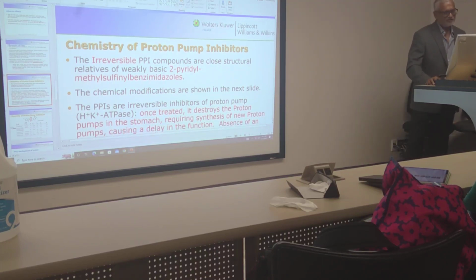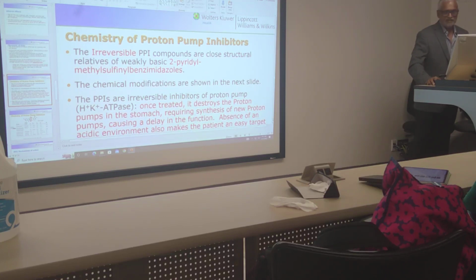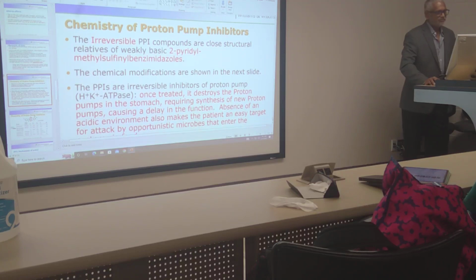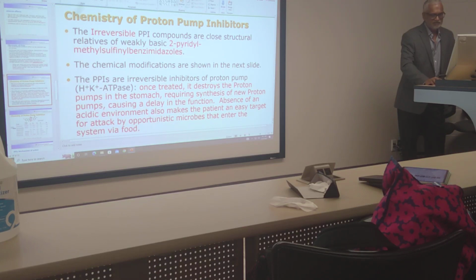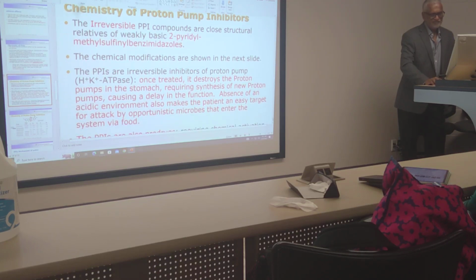They contain these benzimidazoles, and they need activation. They are prodrugs, so they need an acid environment for their activation. So you have to take them well in advance. That means early morning, we go on an empty stomach. That way they get converted to the active drugs by the acidic environment of the stomach.